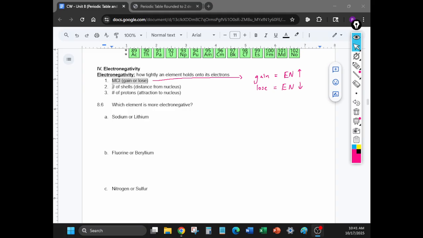All right, the second factor, and these go in order of importance. So the most important thing is the most common ion. The second thing that's important is the number of shells, because that determines how far away the electrons are from the nucleus. If we expand on that a little bit, if you have more shells, that means the electrons are further away from the nucleus, right? And so if you have more shells, the electronegativity is going to be lower. So as you go down the periodic table, the electronegativity will typically get lower.